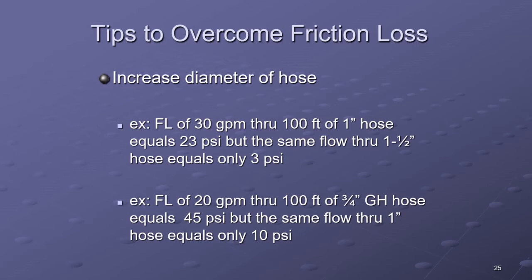Tips for overcoming friction loss. The number one tip is to get bigger hose. And the example is there: friction loss of 30 gallons a minute through 100 feet of 1-inch hose is 23 psi, but the same through 1.5 inches is 3 psi. That's pretty significant, and those are both hoses that we have in our possession that we use regularly.